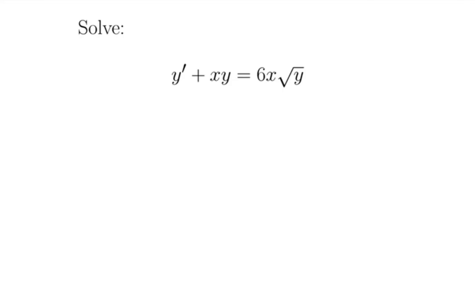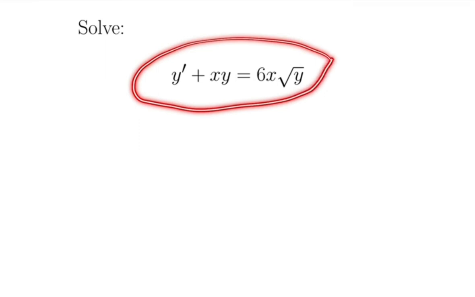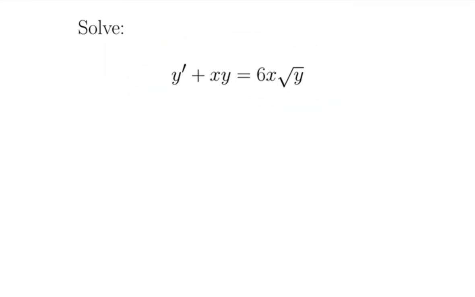In this video, we will solve the following differential equation: y prime plus xy is equal to 6x times root y. So note that this is a Bernoulli differential equation since we have here this root y term. To solve this kind of Bernoulli equation, we need to divide both sides by this extra term root y. So by dividing by root y, we get 1 by root y times y prime plus x times root y is equal to 6x.